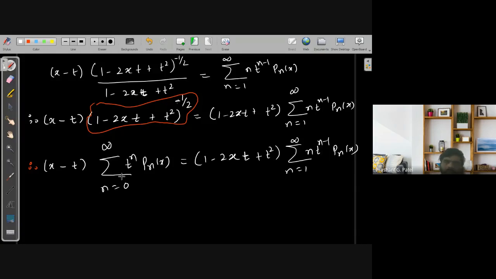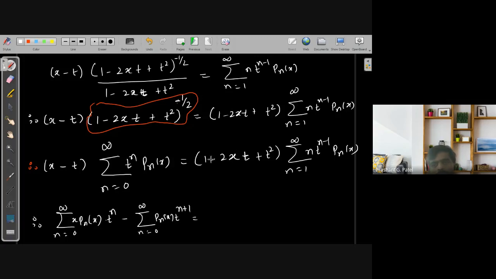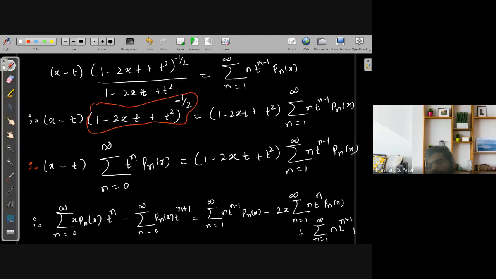Now we'll multiply by t and write this as summation n running from 0 to infinity x Pn of x into t power n minus summation n running from 0 to infinity Pn of x t power n plus 1 is equal to, if you multiply this bracket into this one, summation n running from 1 to infinity n t power n minus 1 Pn of x minus 2x, which you can write outside, and this t you can multiply inside, that is summation n running from 1 to infinity n t power n Pn of x, and the last term is t square multiplied, so that is n running from 1 to infinity n into t power n plus 1 Pn of x.